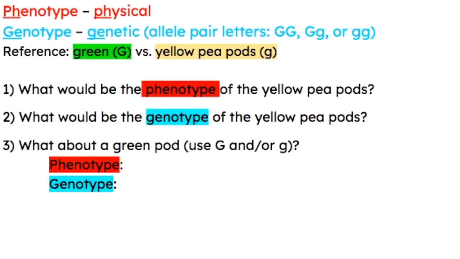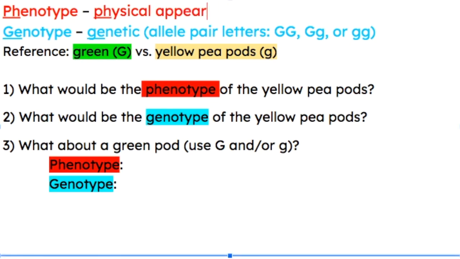Okay, so phenotype and genotype, our reminder is up there. Again, phenotype is the physical appearance. We can even add the word appearance. And the genotype is the genetic makeup. So those allele pairs with the letters. So capital G, capital G, lowercase g, or lowercase g. Those would all be examples of genotypes. So for reference, our green was capital G, our yellow was lowercase g.